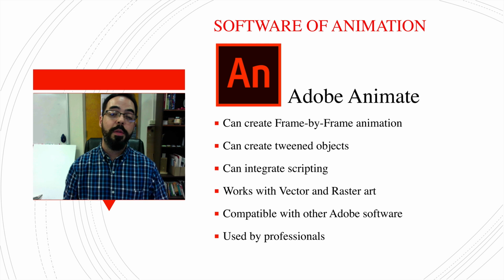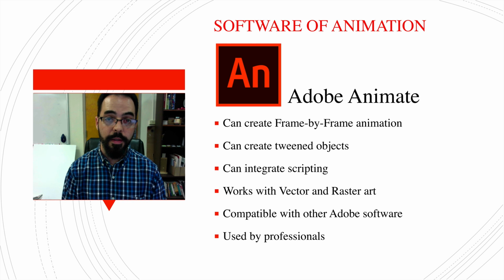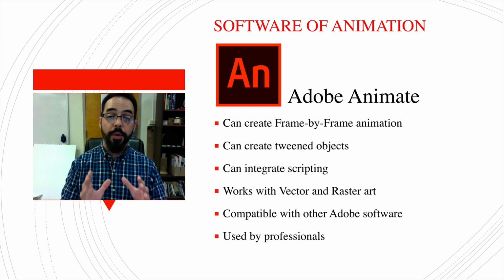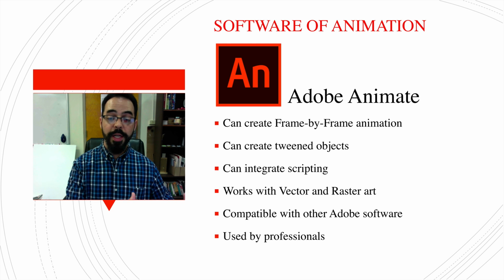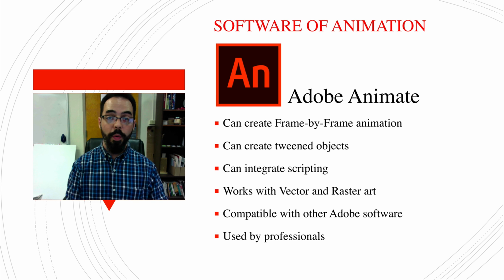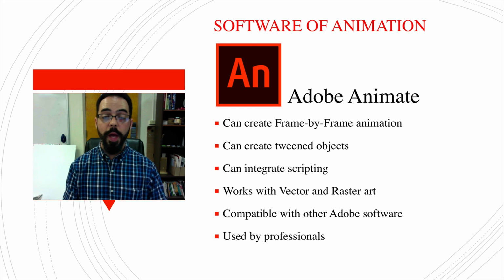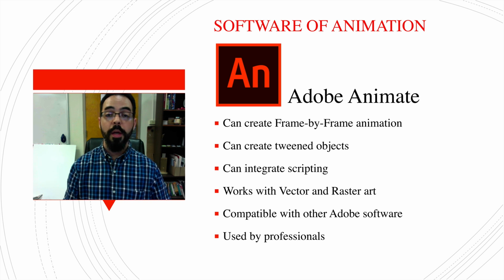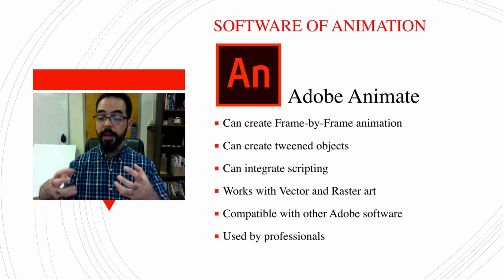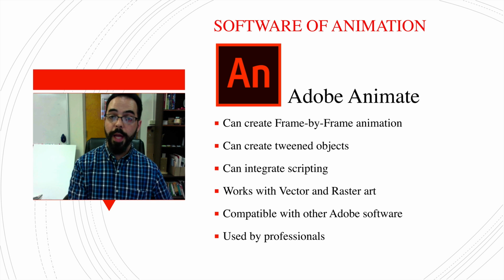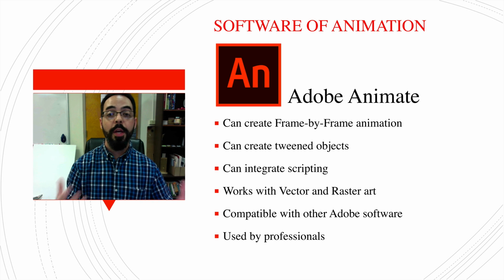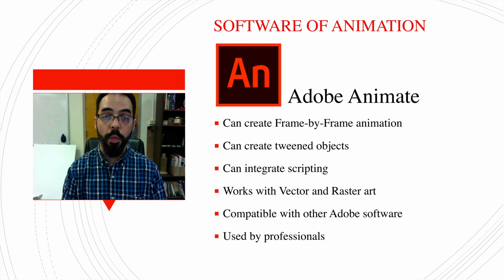I've chosen to use Adobe Animate for this particular class for a variety of reasons. First of all, you can create frame-by-frame, object tweening, and scripting all within this one software. It's very powerful and very intuitive to be able to use that way. Second, it works well with both vector and raster-based artwork. So if you're used to creating your own stuff in Adobe Illustrator or drawing your own hand-drawn creations, you can import both of them into your works.